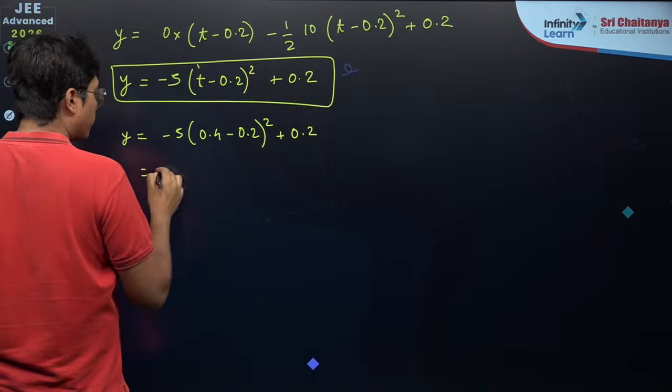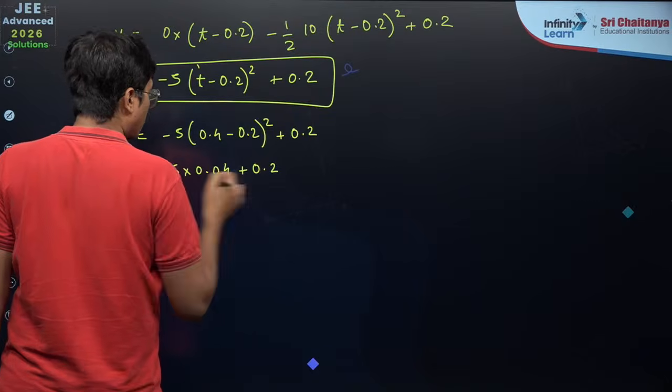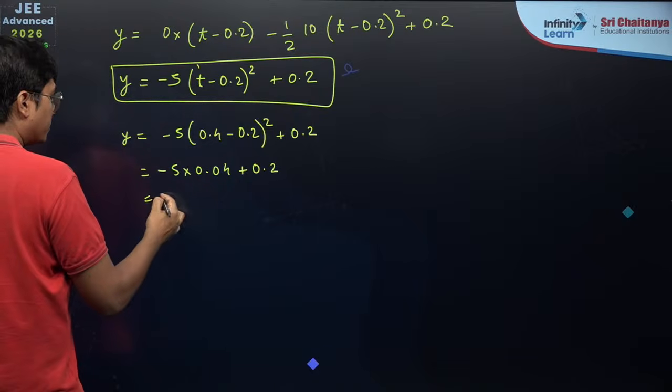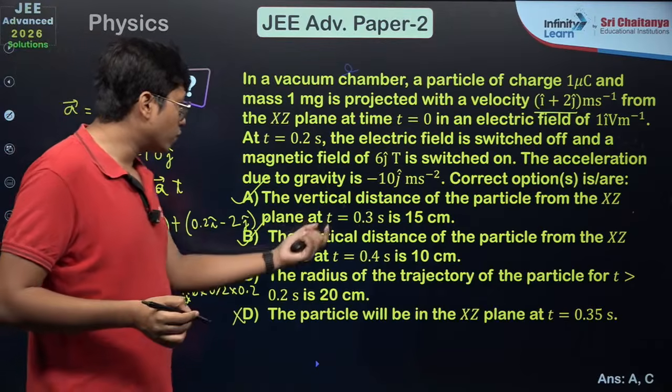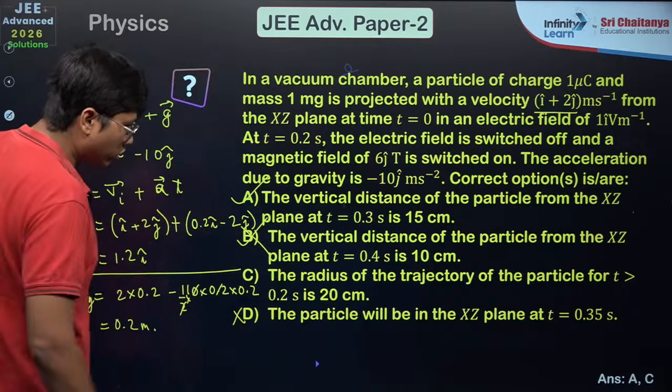This makes it 0.2 whole square, which is minus 4 into 0.04 plus 0.2. All right, this will just cancel out. It will become 0. In fact, for 0.4 seconds, 0.4 seconds is literally option D. So option B is also incorrect. Option D is also incorrect.